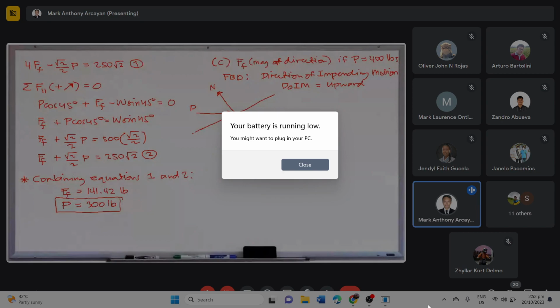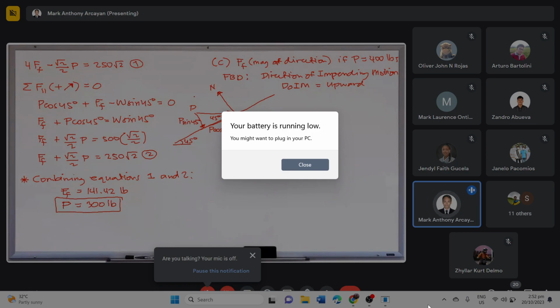Extend ta diri, this is 45 degrees. Kani 45 degrees ni siya. So paubos this is the normal component of our force P. So this is P sine 45. Then kani siya mao ni ang iyahang parallel component. This is P cosine 45.